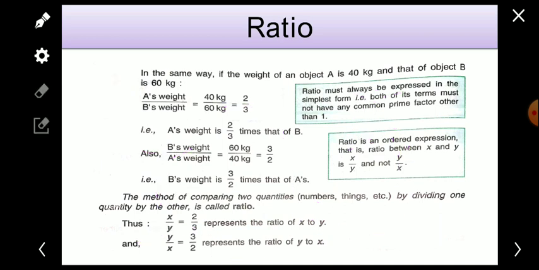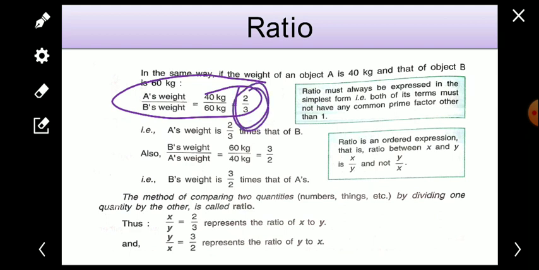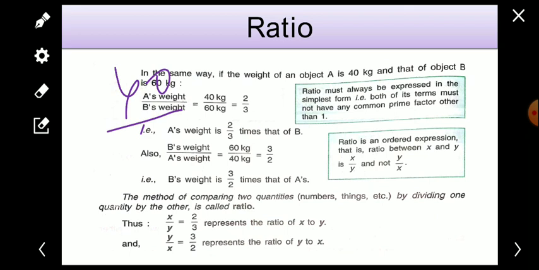So this ratio must always be expressed in the simplest form. Whenever we find the ratio, like the comparison we do, we should simplify it to the simplest form. Like here, 40 by 60 we had got in the beginning, and it has been simplified to 2 by 3. It is the simplest form of 40 by 60. So this is the ratio.